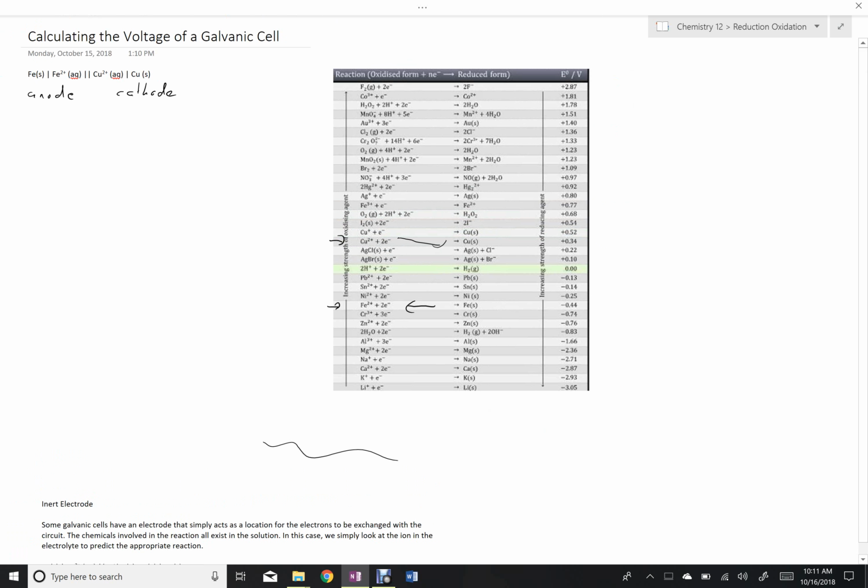So the oxidation, Fe is going to Fe2 plus 2 electrons. It doesn't matter how many electrons because this number is given as an amount of energy per unit charge, so we're not even worrying about that. So negative 0.44 volts, but because we went backwards, we would switch that to being positive 0.44 volts. Right, we have to reverse that number.